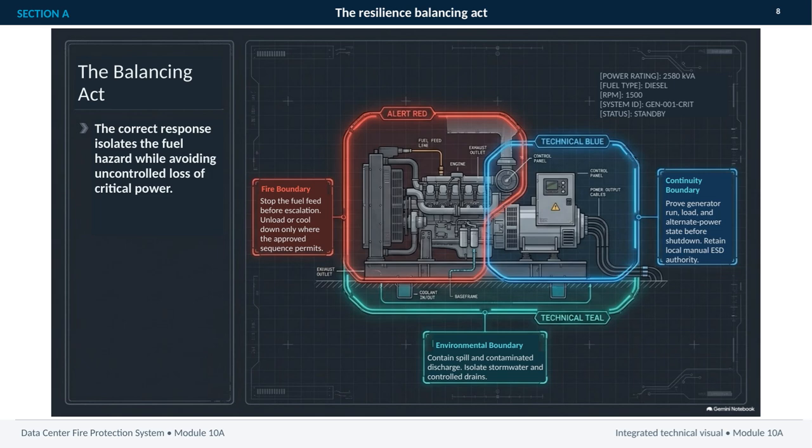The third boundary is environmental control. Any spill or contaminated discharge needs to be contained, with stormwater and controlled drains isolated to prevent spread. The equipment identified here is Gen 001 CRIT, a 2,580 kVA diesel generator rated at 1,500 revolutions per minute and currently in standby. Together, these boundaries keep fire response, power resilience, and environmental protection aligned.